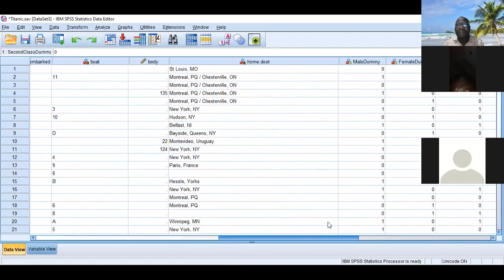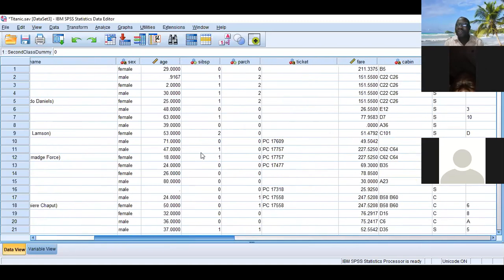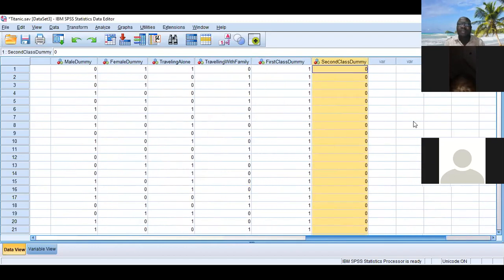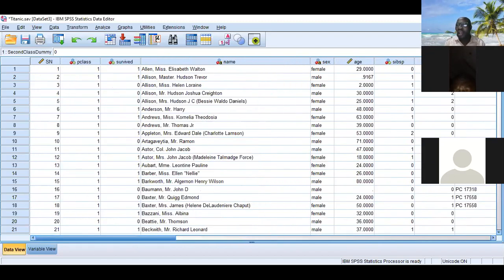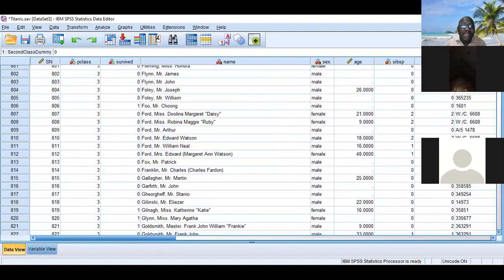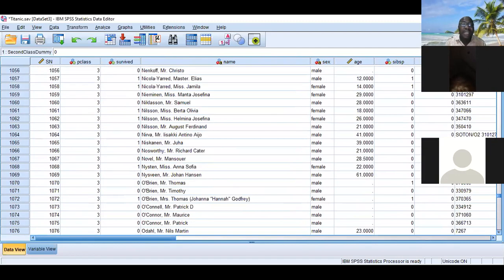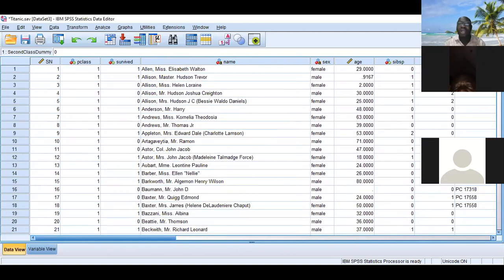If you look at it, there are some other variables there that are not complete. You cannot use them for much analysis, that's why you just leave them and select the others. This is a record they got from the manifest, if you can call it manifest. It covers 1,309 people, and all their names are here, out of about 2,228 people on board.